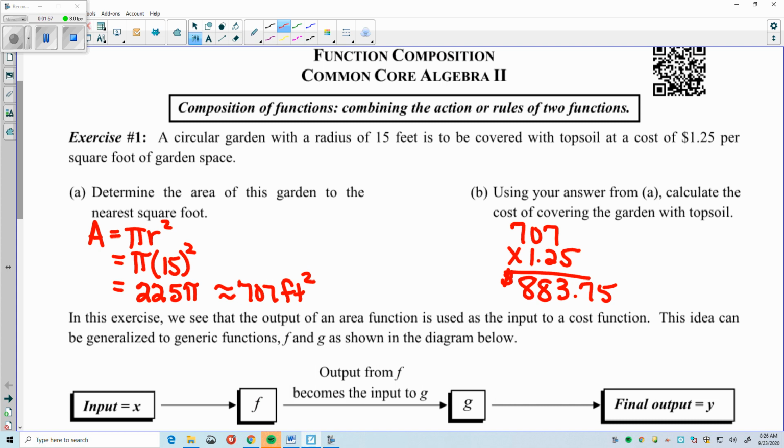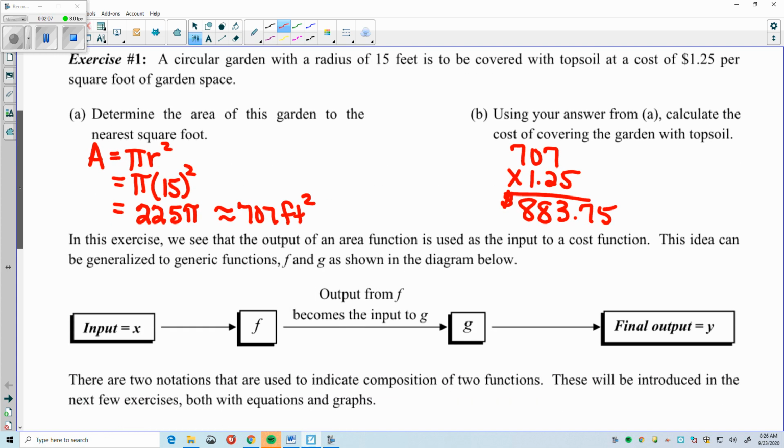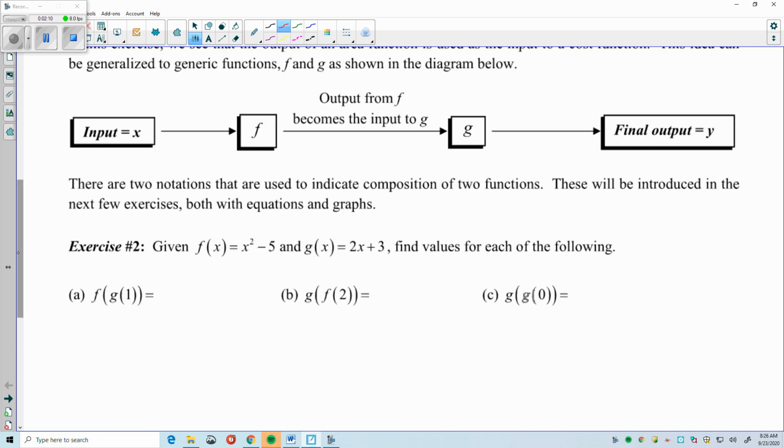I had to find the area first. Then using that area function, I'm going to calculate the cost by using that $1.25 per square foot. So combining two functions. Okay, so looking at this, if we have our input of x, it goes into our f function, our first function. In that example, it was our area. The output that we got, which was our square footage, becomes the input that we put into g. The g function was kind of like our calculation for cost function. And that gave us our final answer of how much it was going to cost to cover the garden.